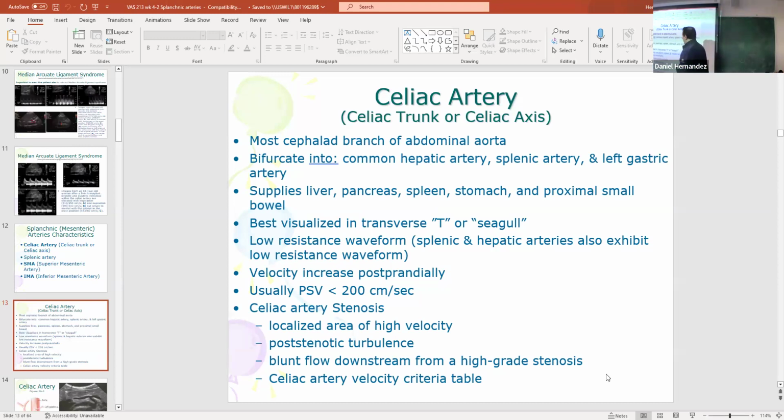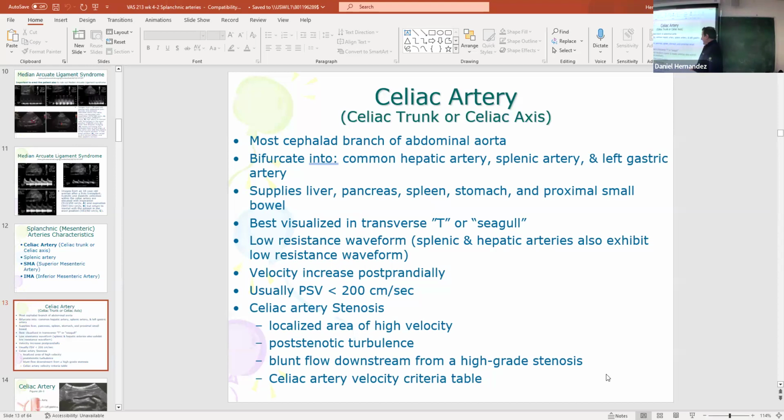The velocities: with this vessel, we could see an increase in velocity after the patient eats. Why do you think? Your gut needs blood to process your food. Yeah, definitely. Stomach needs blood, the liver is doing its work and needs blood, the pancreas is working, so these organs are working. So we see an increase in flow after patients eat.